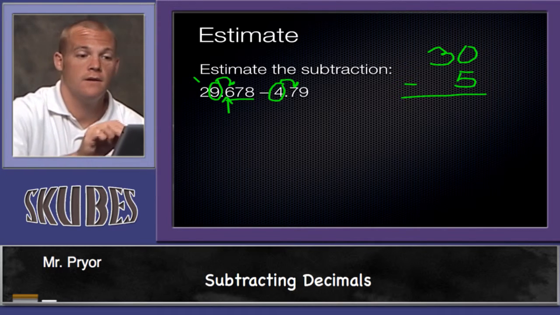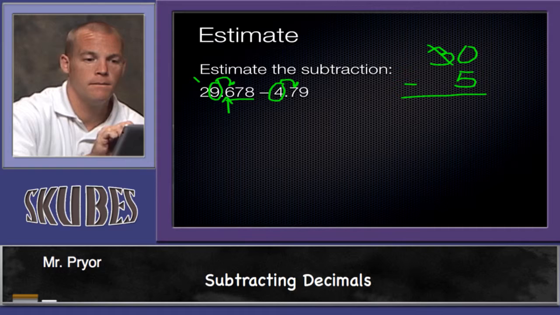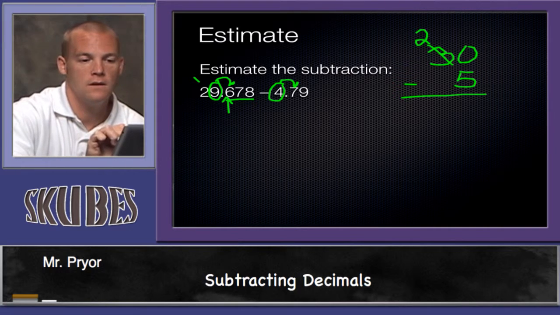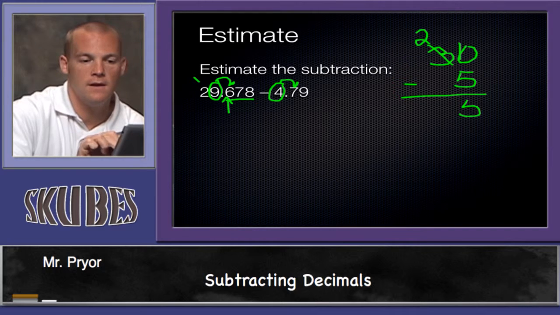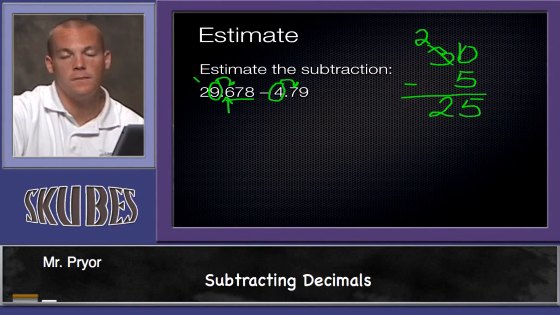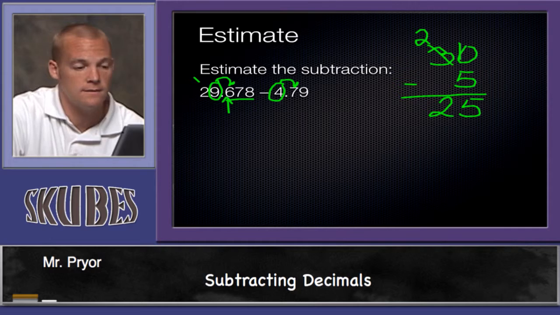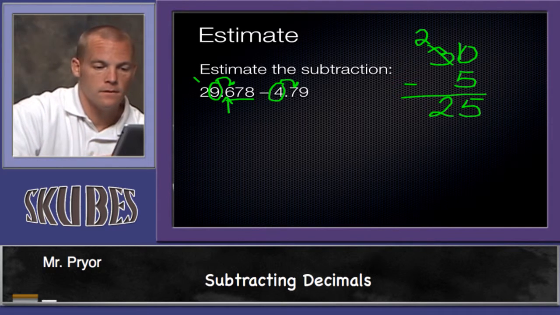30 minus 5. If you're not sure, do your borrowing. That would make the 3 a 2. Carry that 1 over that you borrowed. You get 10 minus 5, which is 5. And then 2 minus 0. So you end up with an estimated solution of 25.